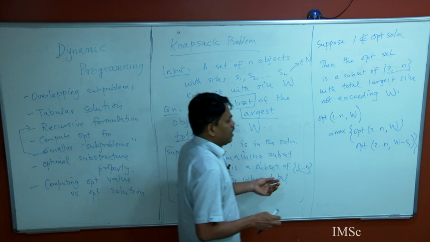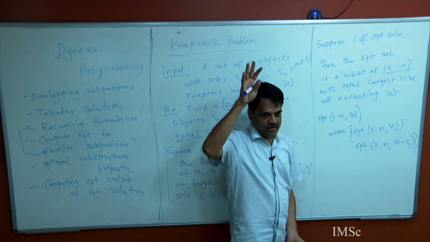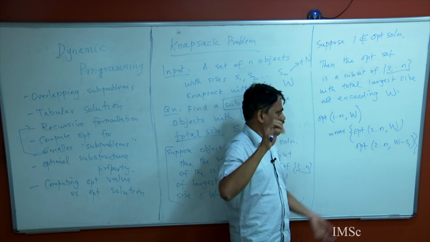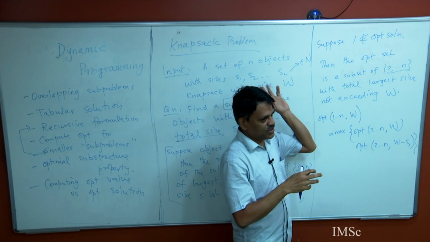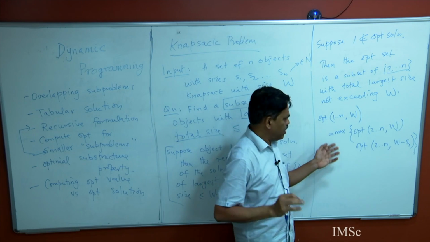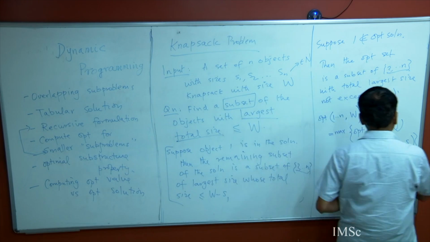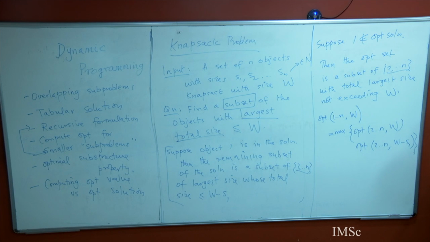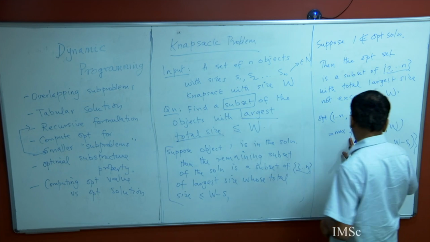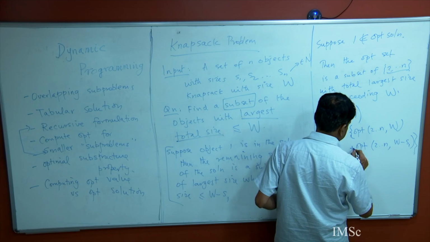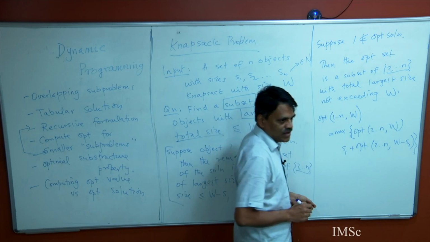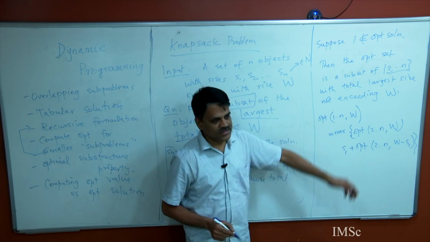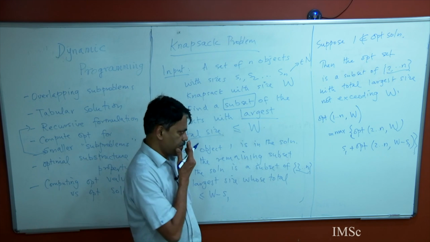Okay. So, I want to pack my bag of capacity W with some subset of objects as much as possible. So, this we have written down, 2 to n and W. Great. Plus S1, right? Because the size includes S1 plus the remaining thing. Yeah.